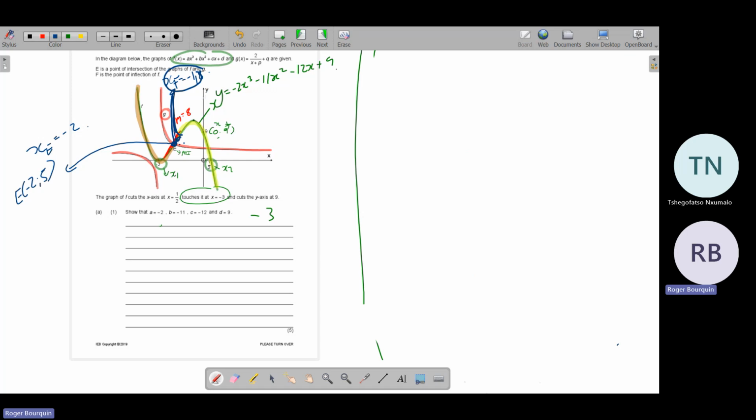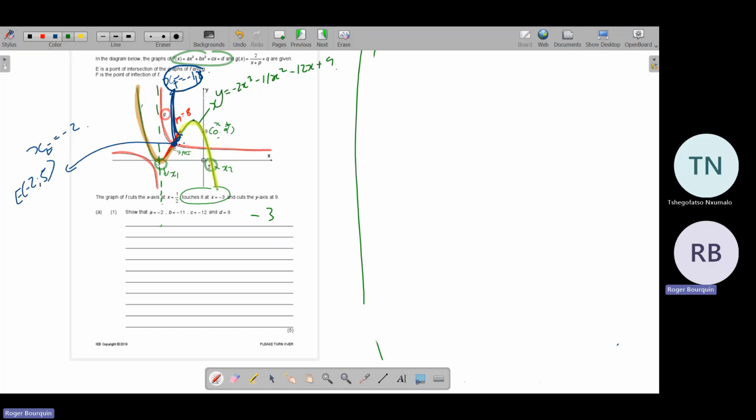Right, what's the next question? If the graph of G has the vertical asymptote at the minimum stationary point of F. So they say to you, this is a hyperbola, right? It's got a vertical asymptote at the minimum stationary point. Where is that? When x is negative 3. You with me? Okay. So your vertical asymptote is there.